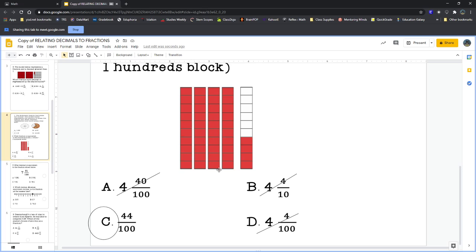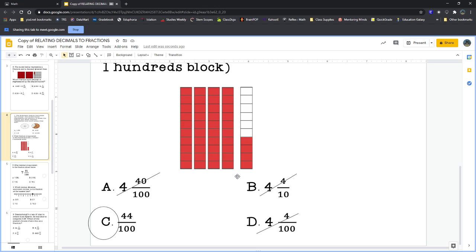4/10 and 4/100. If I counted every single one of these squares, again, there are 10 of them here. I'd have 10, 20, 30, 40, 41, 42, 43, 44. So there's 44 pieces out of the 100 pieces that should be there. But there's no 100 pieces. You're right, there isn't 100 pieces because they don't show me the whole block.